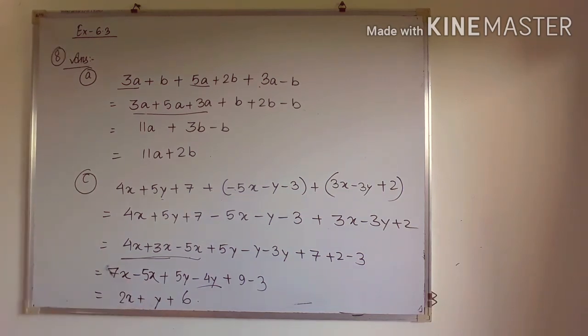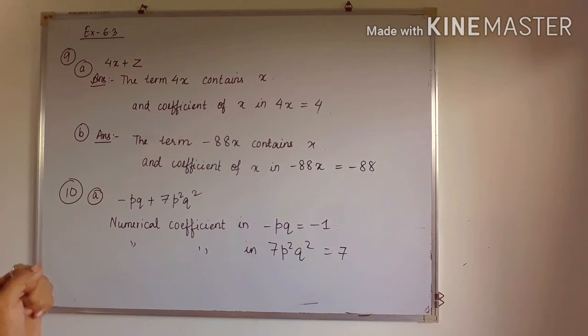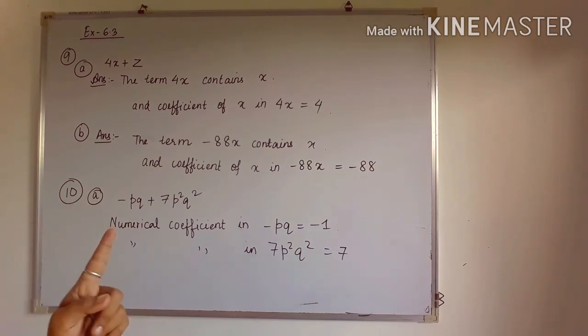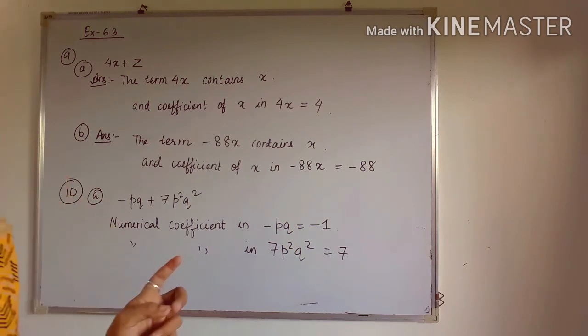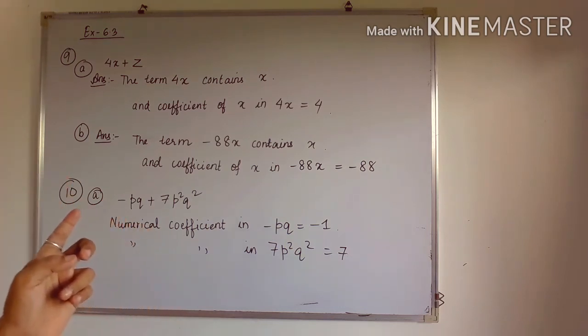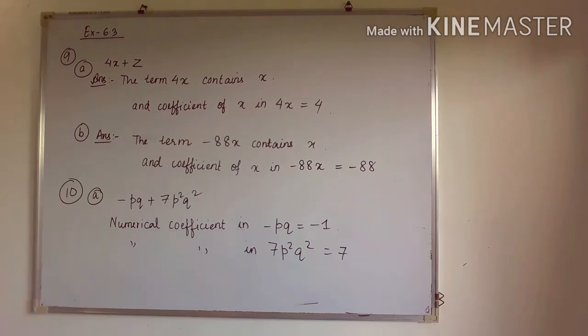Okay, so students, see the next question, question number 9. Here you have to identify the terms which contain x and you have to give its coefficient. So there are two questions here. First of all, you have to find the term which contains x, and the second thing you have to find is the coefficient of that one. The coefficient of x, that means.